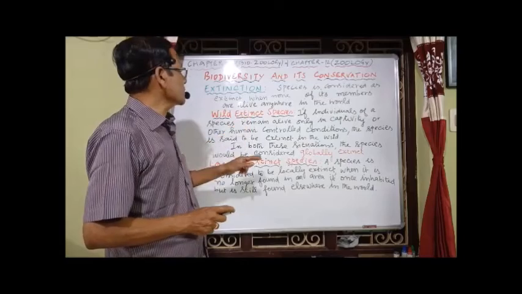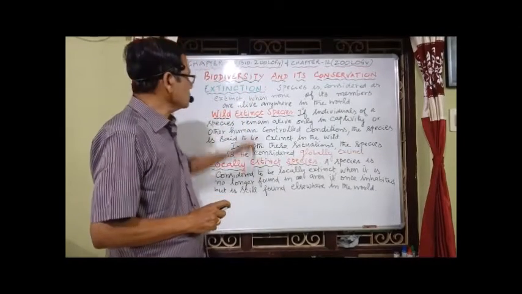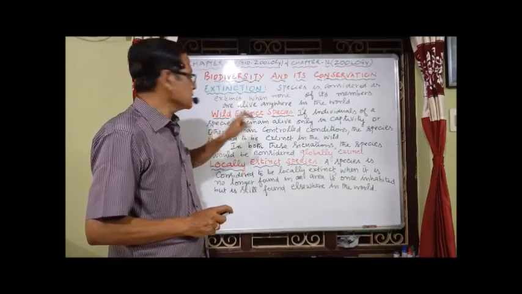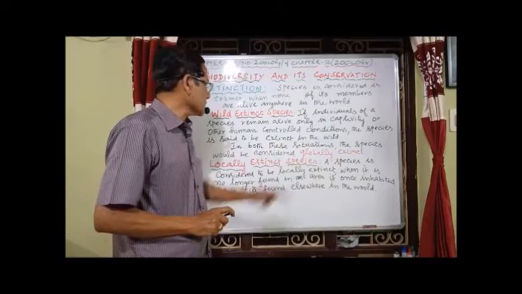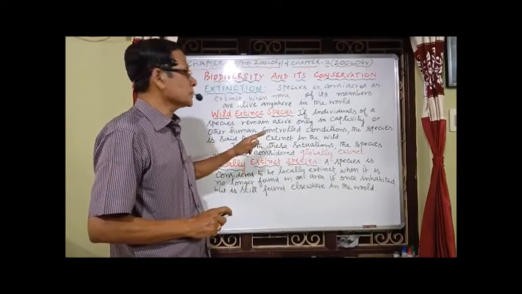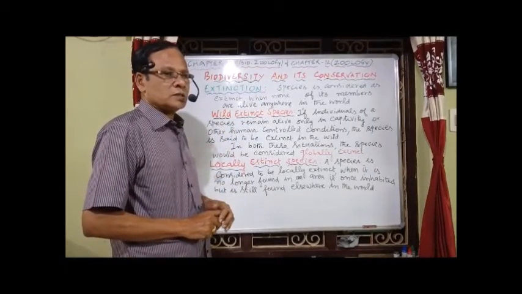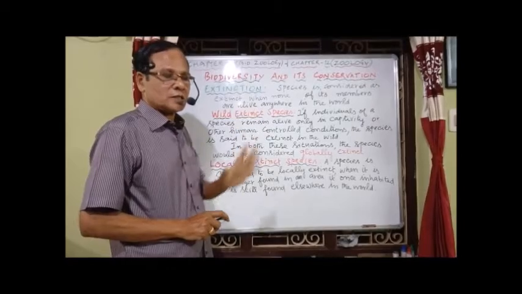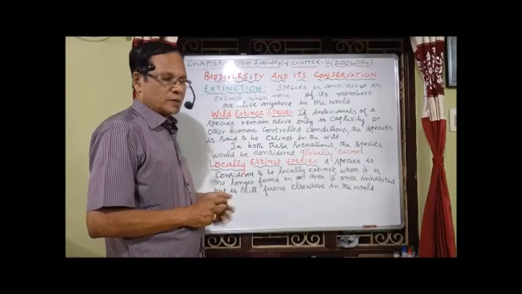So the wild extinct species and the normal extinct species together are called globally extinct species. In both these situations, that is wild extinct species and normal extinct species, they are considered as globally extinct, absent all over the globe. That's about the main type of classification.